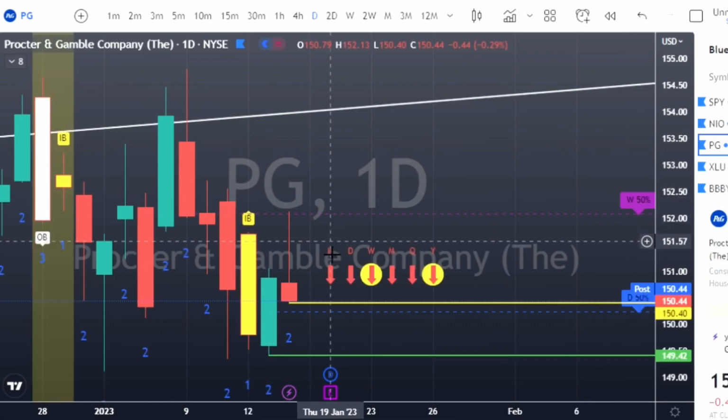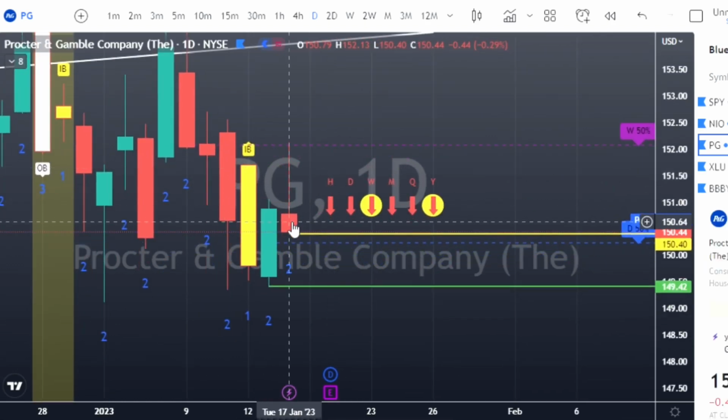Procter & Gamble had a 2 up that finished red. And this is a shooter candle, also an actionable signal. So it's the opposite of a hammer candle. The hammer candle has the big body up at the top with a big long wick down to the bottom. This one's a shooter candle, or an inverse hammer, where we have the body at the bottom and a big long wick to the top.